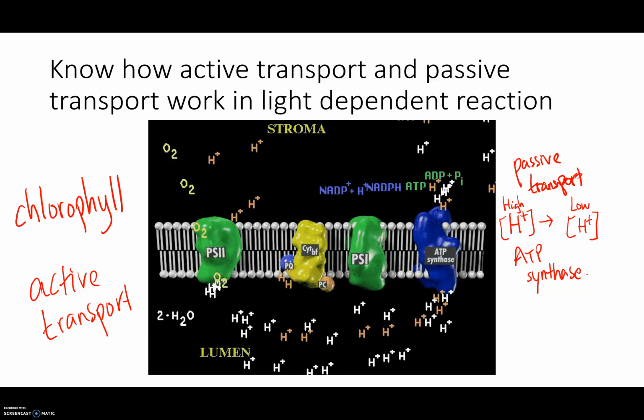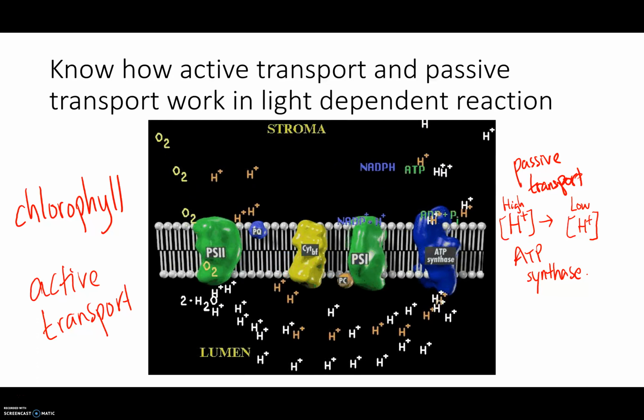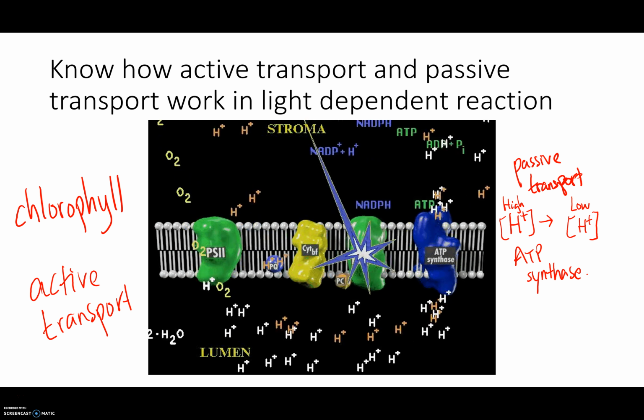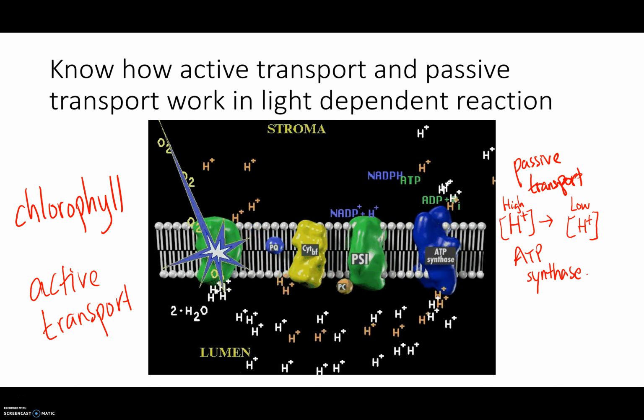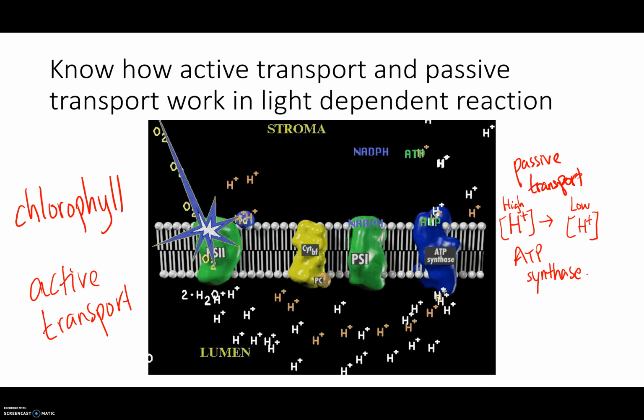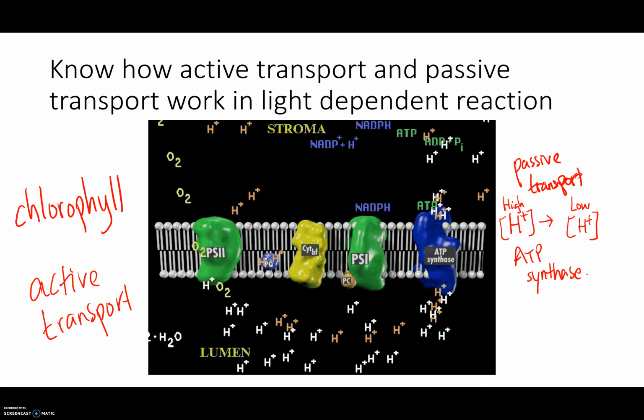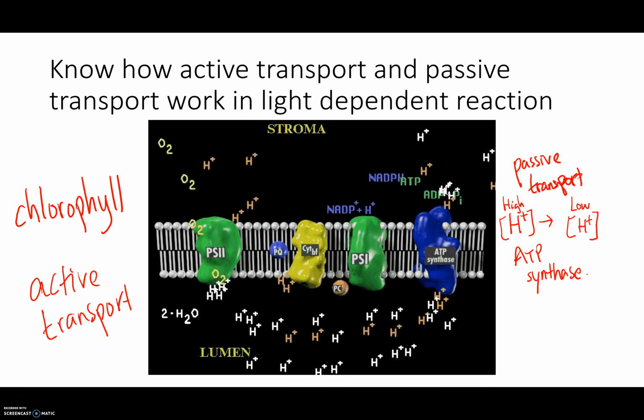Say that again? Yes, that's the correct sentence. ATP is made through the use of passive transport.